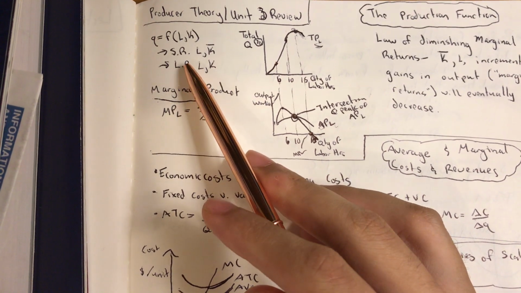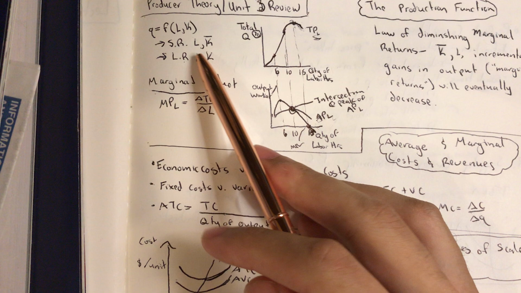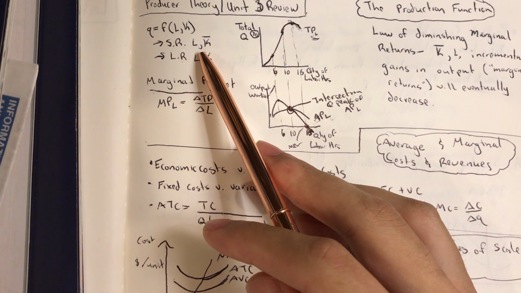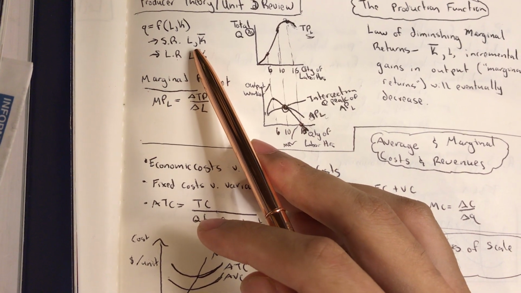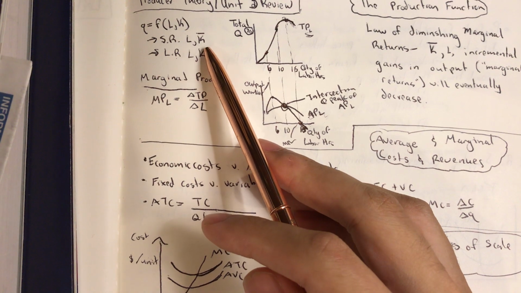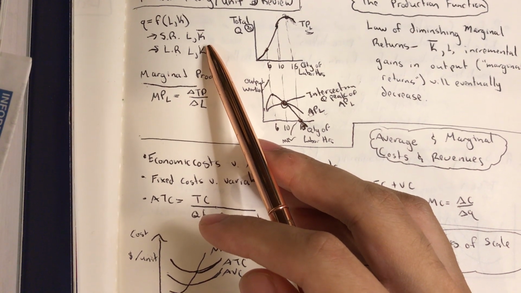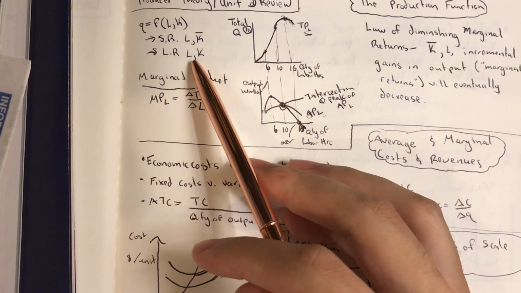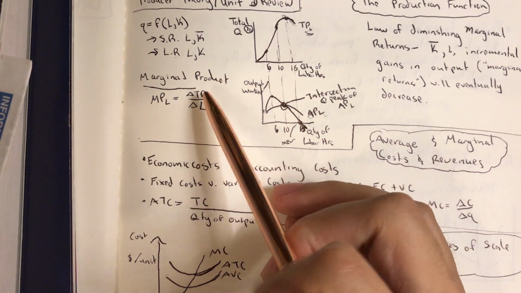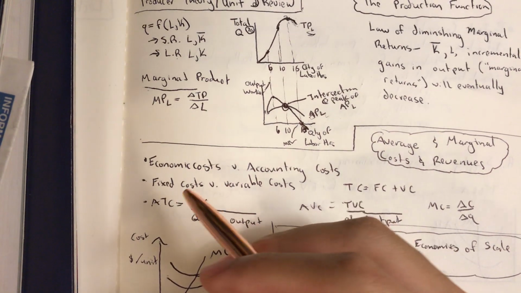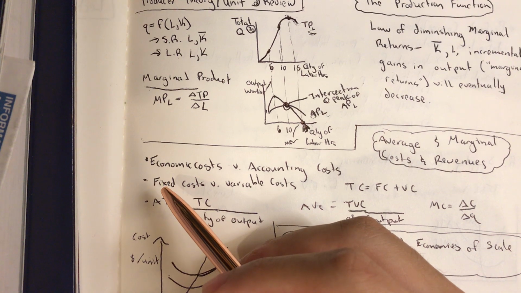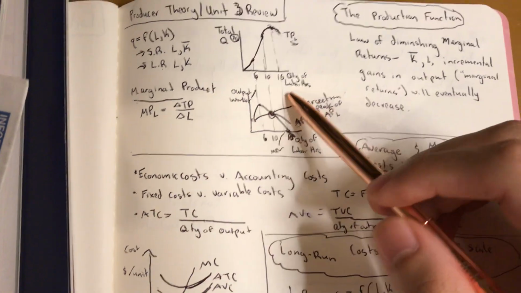And for our purposes, this distinction becomes super important, and for our analysis as well. Short run and long run: we're going to say that in the short run, at least one factor of production is fixed, and in the long run, all factors of production are variable, meaning can be changed, or changeable, I should say, not necessarily easily changed.